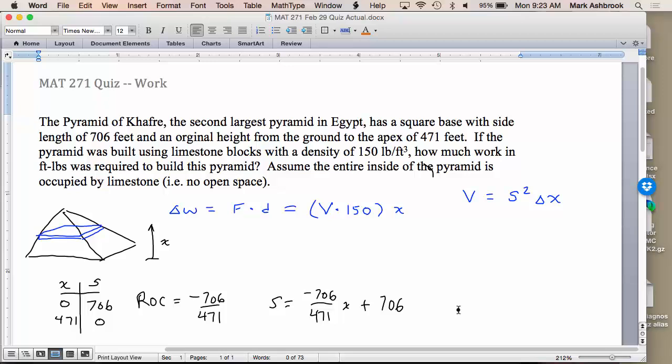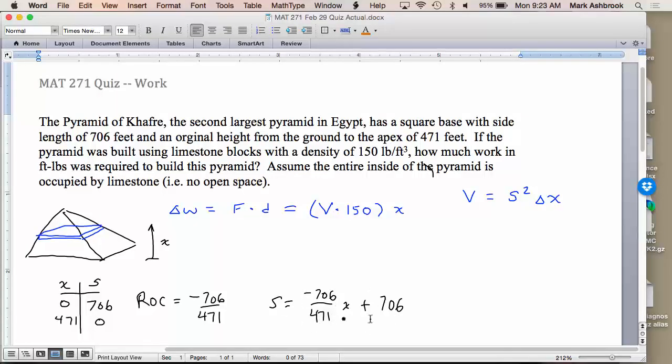So I'm starting to do the problem here. We have this relationship between the height of your typical layer and the side length of the square pallet or wafer that we're going to find the volume and the weight of. So when x is 0, we need to get 706. And when x is 471, we need to get 0. So I think this does that. When x is 0, I get 706. When x is 471, I get 0.